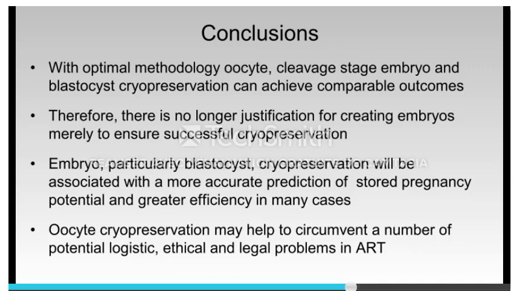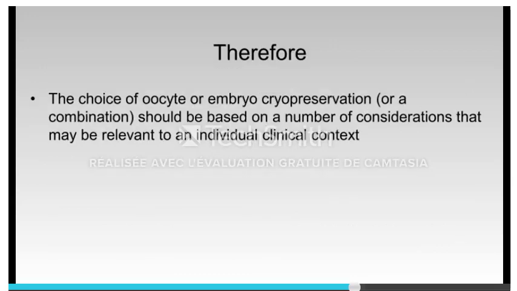Embryo, particularly blastocyst cryopreservation, gives us a much more accurate prediction of what we've actually got stored. And that may be really important for some patients, to know much more accurately what the potential of that material is. And oocyte cryopreservation on the other side may help to circumvent a number of logistic, ethical and legal problems that we may encounter in ART in different contexts.